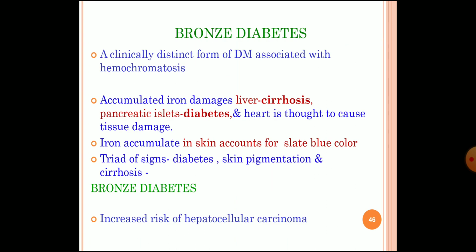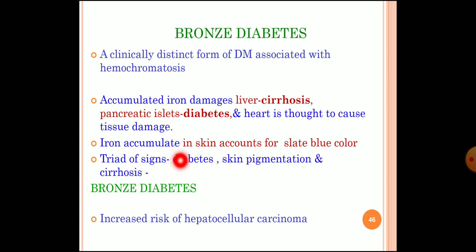Bronze diabetes is one where the accumulated iron will produce liver cirrhosis. In the pancreas, it will cause diabetes. In the heart also it will accumulate. And iron accumulating in the skin produces a slate blue color. A triad of signs, that is diabetes, skin pigmentation, and cirrhosis, altogether causes bronze diabetes.